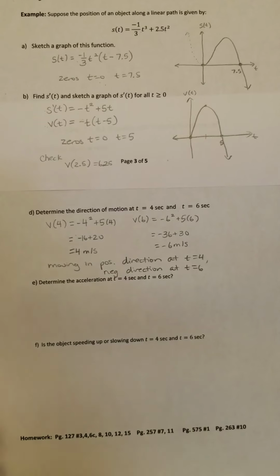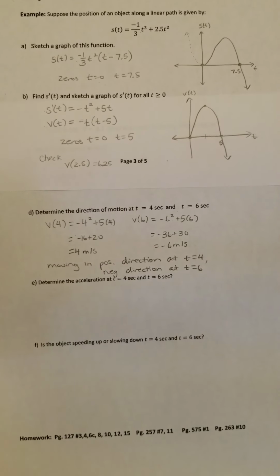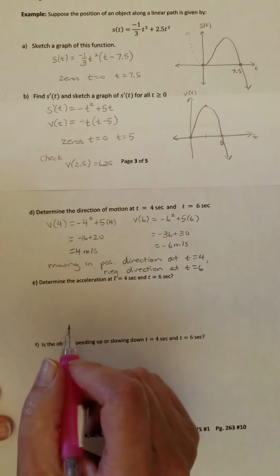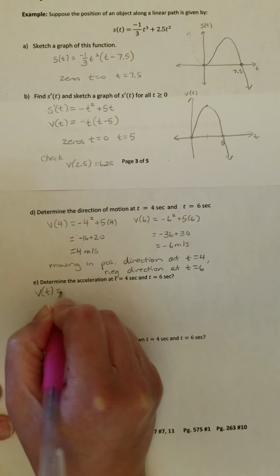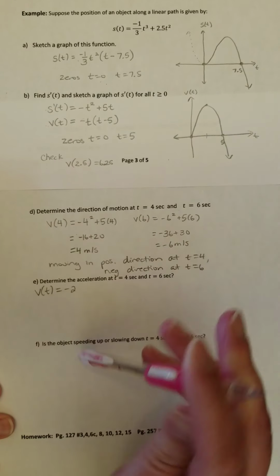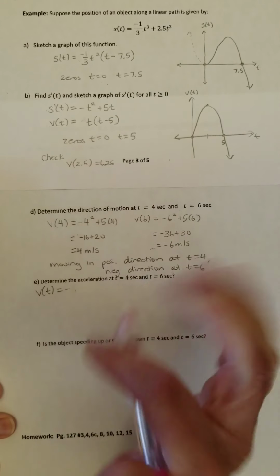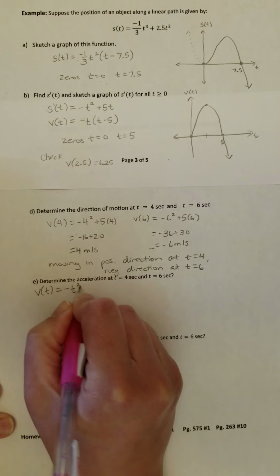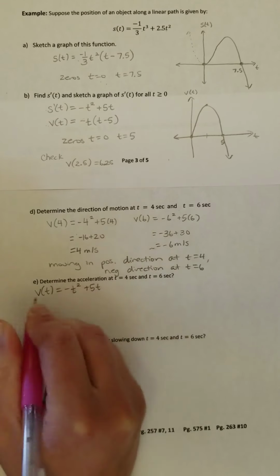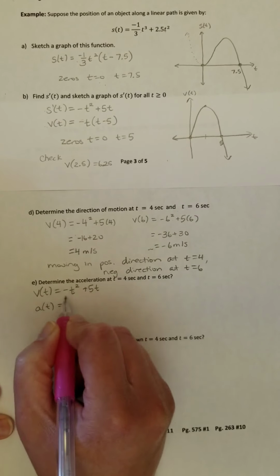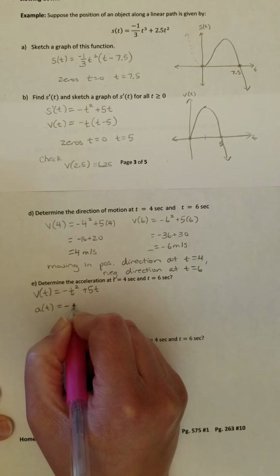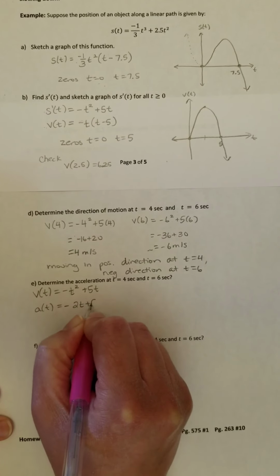Determine the acceleration at 4 and 6 seconds. So for that, we need to find the acceleration function. So going back to my velocity function, I'm just going to rewrite that. We had negative t squared plus 5t. So then the acceleration function is, obviously, the derivative of the velocity function. So that's negative 2t plus 5.